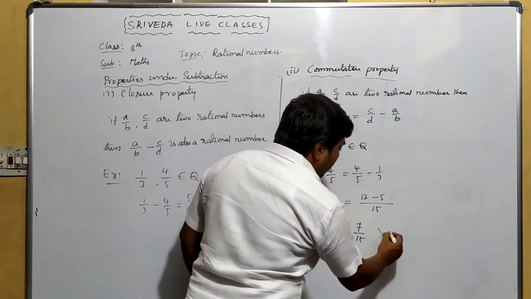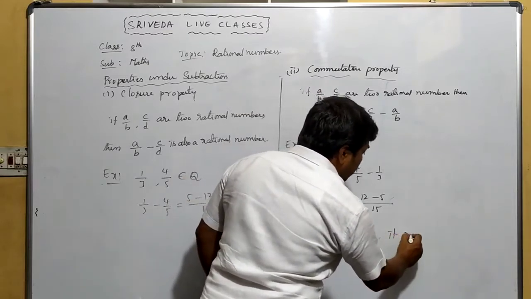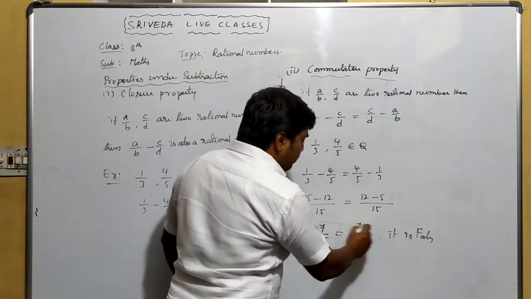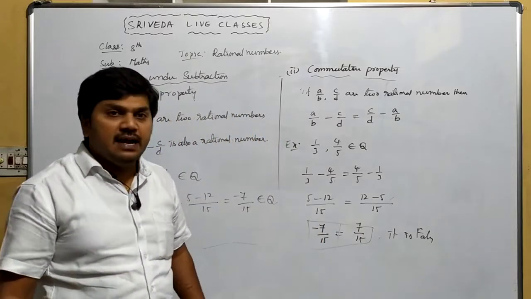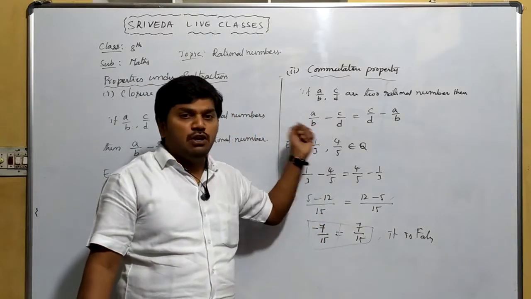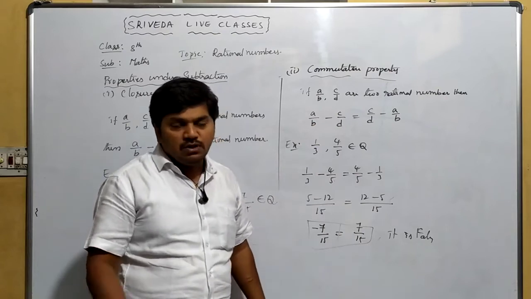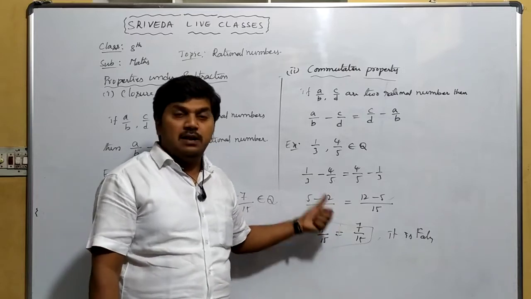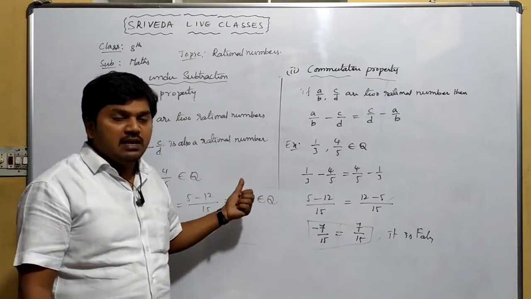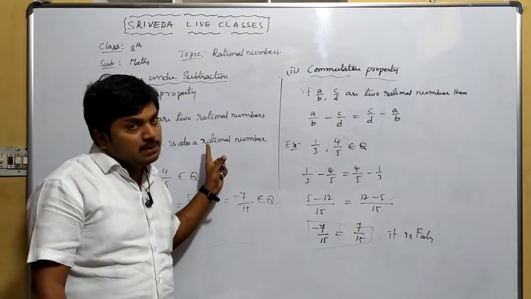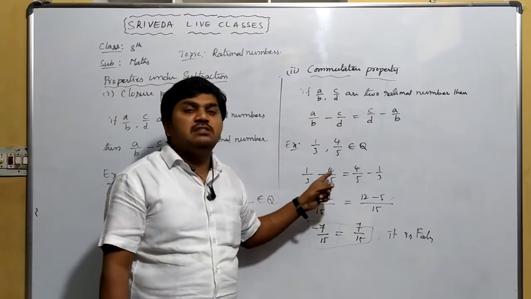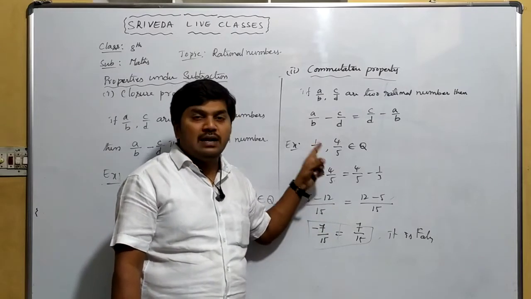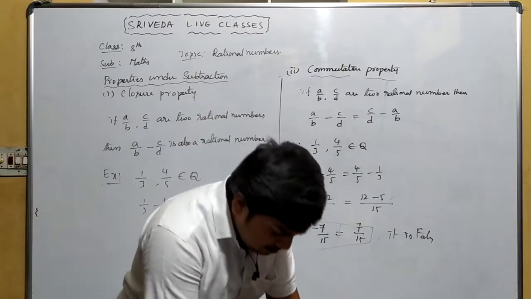Both are equal? It is wrong. It is false, because both are not equal. So that is the reason we can say that it is not satisfying the commutative property under subtraction. So rational numbers are not commutative under subtraction, but they satisfy the closure property. Rational numbers are closed under subtraction, but not commutative under subtraction.